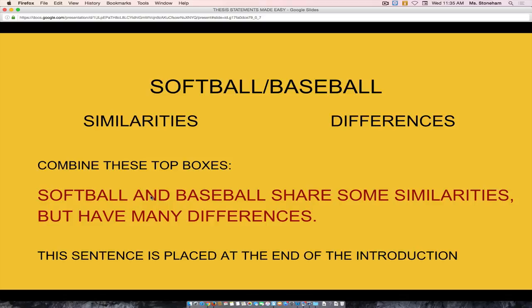What I find a lot of times the students want to do is they want to tell me about the size of the ball, or the color of the ball, or the type of bats in the thesis statement. You don't need to tell me that stuff there. That's for later. It's like a magician.